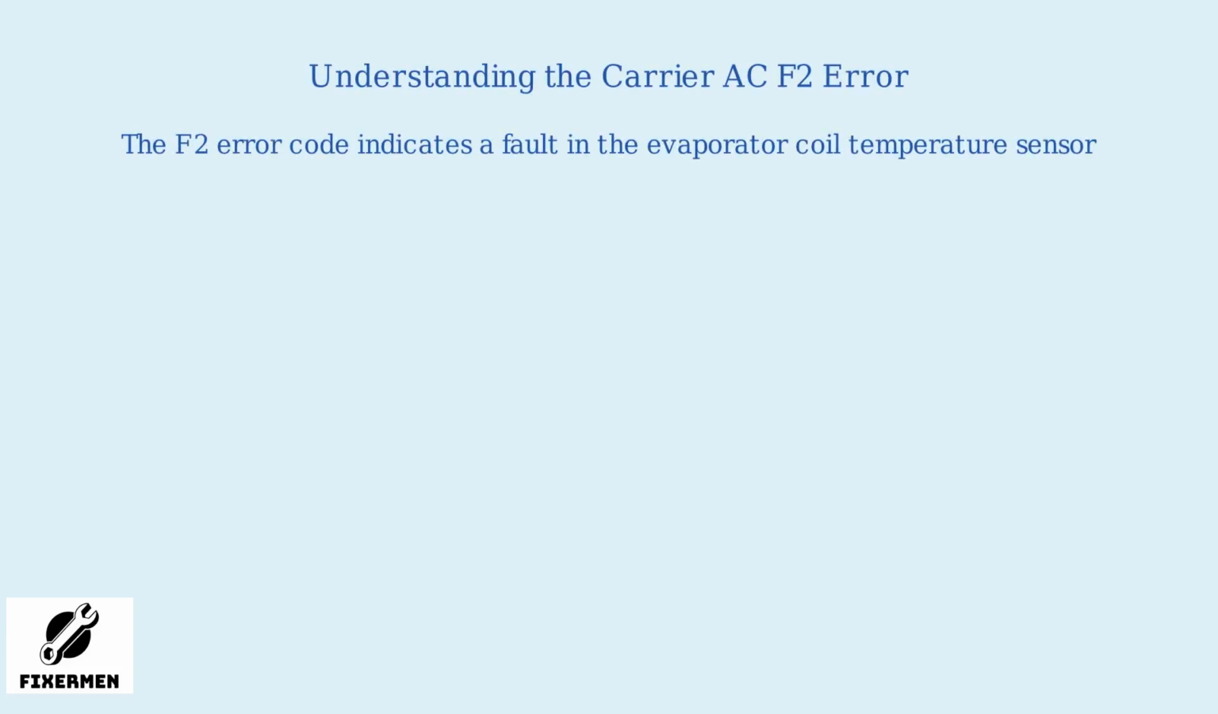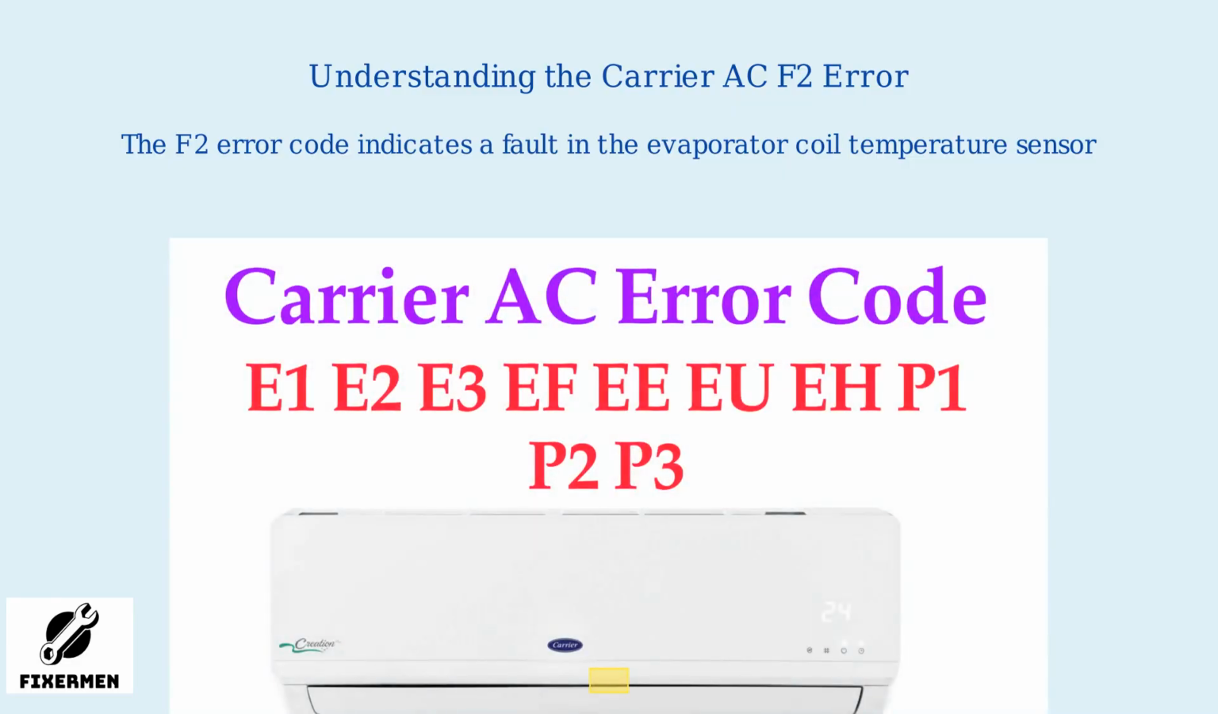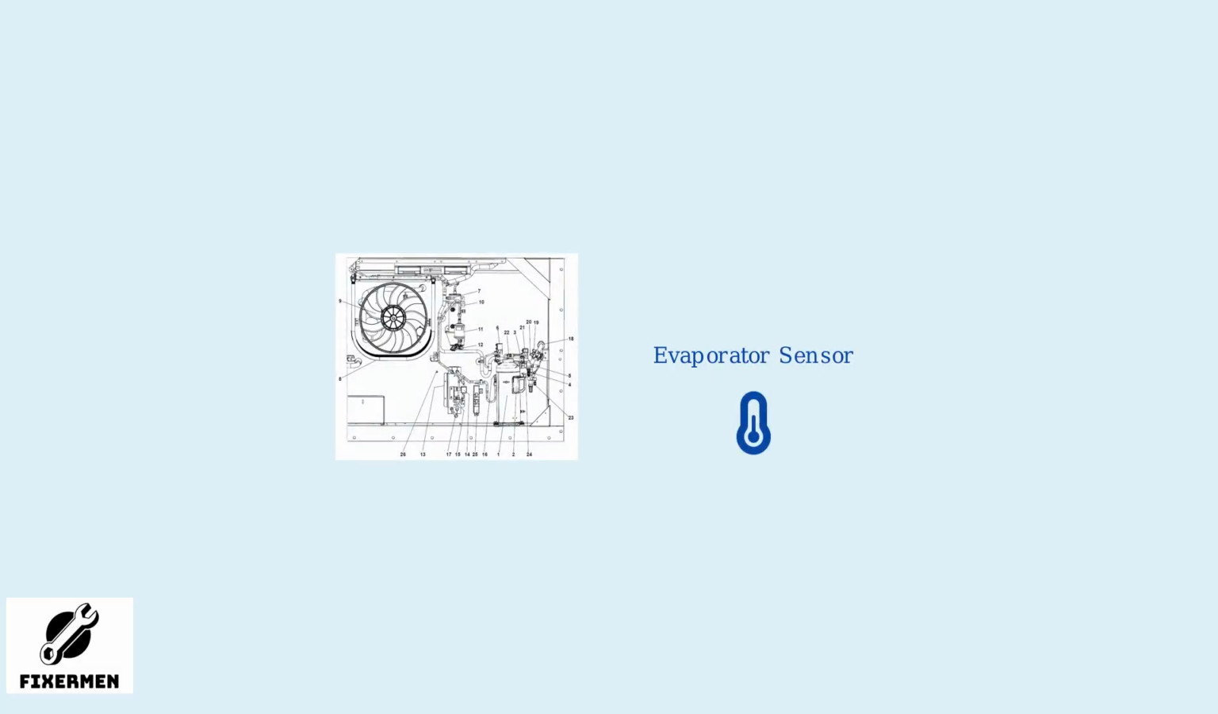The F2 error code on carrier AC units indicates a fault in the evaporator coil temperature sensor. This sensor monitors refrigerant temperature to prevent the evaporator coil from freezing or overheating. When you see F2 displayed on your carrier AC unit, it means the system has detected an issue with this sensor's readings. This sensor is typically located on the evaporator coil inside the indoor unit of your AC system.